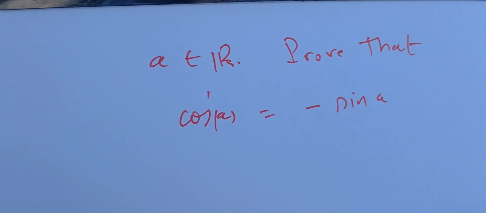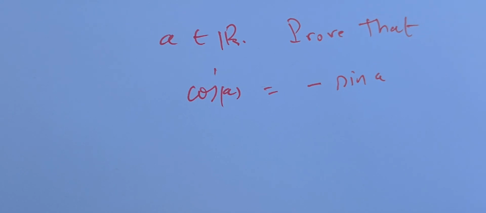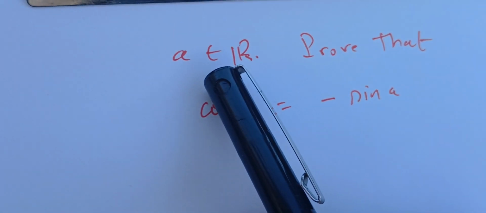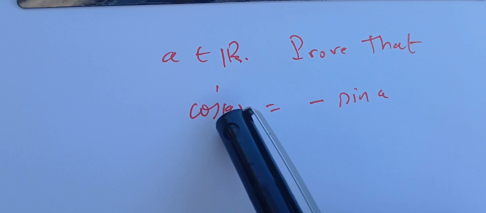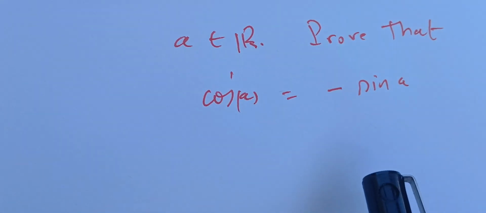Okay, welcome back. In this video, we're going to try to prove the following. Let a be any element in R. We're going to prove that the derivative of the cosine at a is minus sine a.